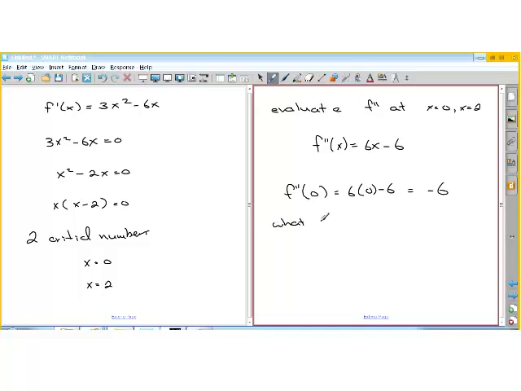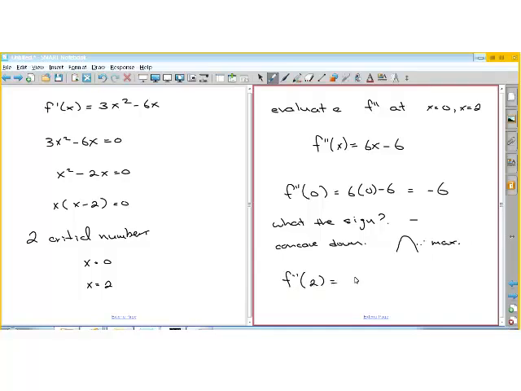What's the sign? It's like a game here. What's your sign, man? So it's negative. Negative 6. Therefore, it's concave down. Concave down. Looks like that. So therefore, it must be a max. Therefore, max.